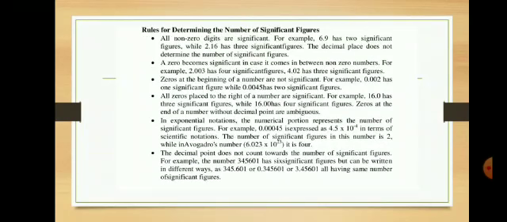The sixth point, the decimal point does not count towards the number of significant figures. For example, the number 345601 has 6 significant figures but can be written in different ways as 345.601 or 0.34561 or 3.45601, all having same number of significant figures.